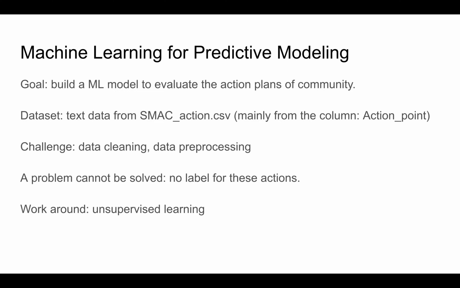So my goal is to build a machine learning model to evaluate the action plan of a community. It is a logistic regression model, and by giving a description of an action plan, the model is going to tell whether it is effective against Ebola or not. The dataset that I'm using is from the SMAC action.csv provided by Laurent, and especially the dataset comes from the column called action point.